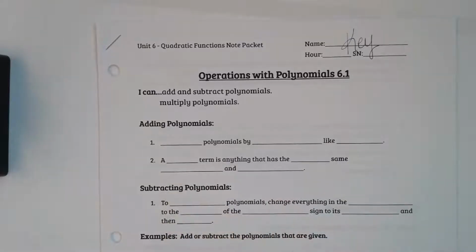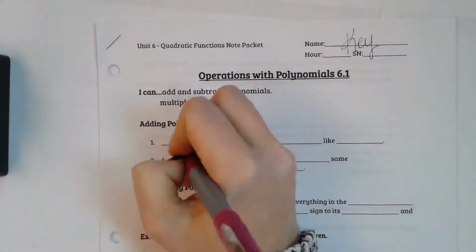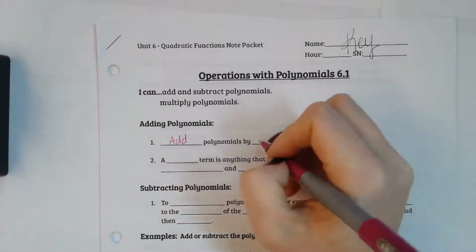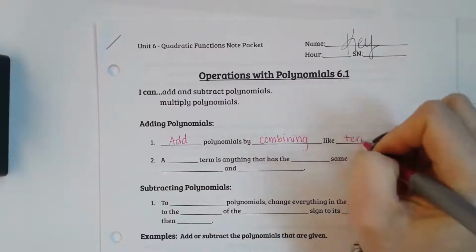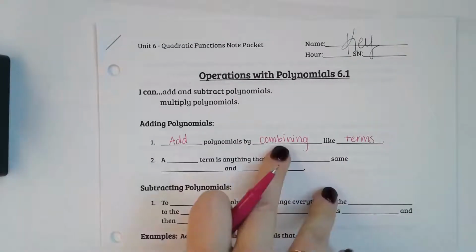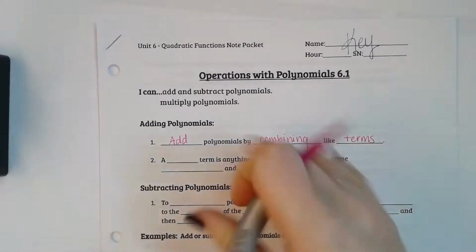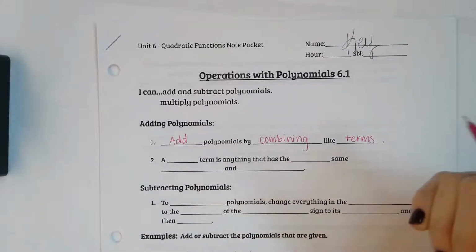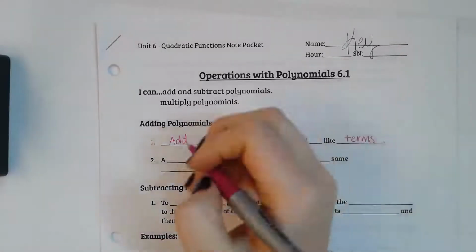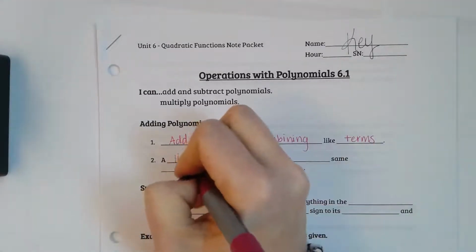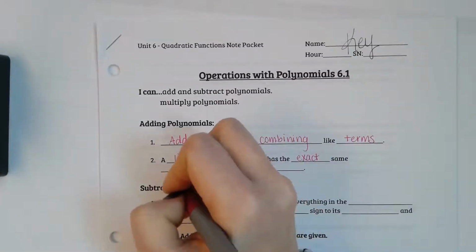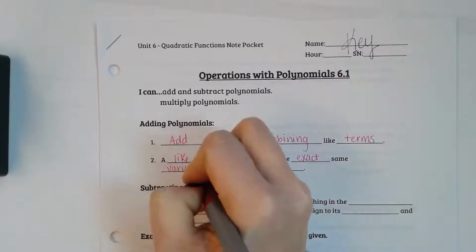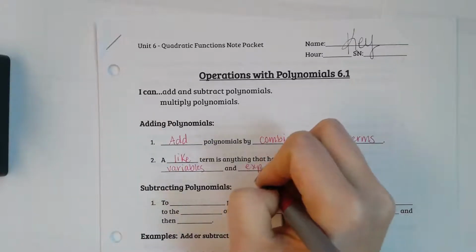So adding polynomials. You add polynomials by combining your like terms. So this is stuff that we did back in Unit 0. This should be somewhat familiar to you. It's going to be a little bit of a review. So remember, a like term is anything that has the exact same variables and exponents.